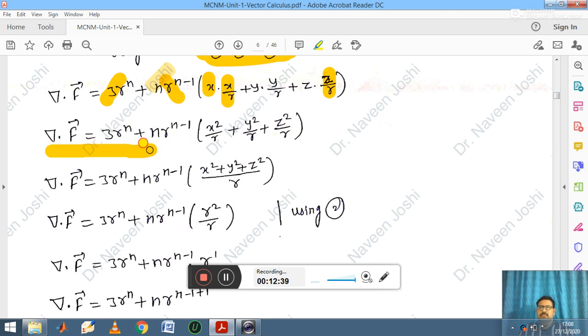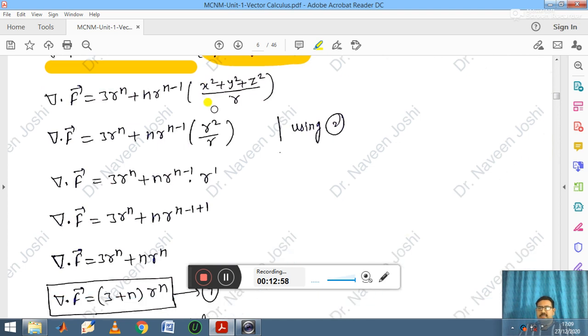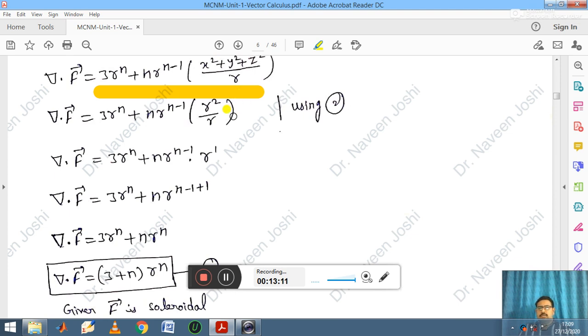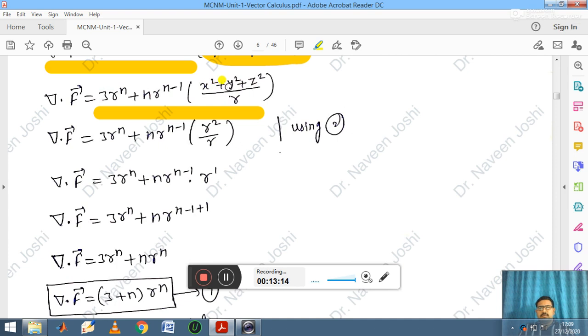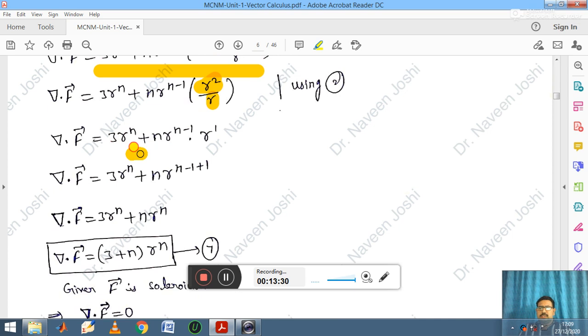In the next step, del dot f equals 3r power n plus n r power n minus 1 into, if you combine x into x, it gives x square by r plus y square by r plus z square by r. Here in the denominator r is the common term, you take r as LCM. Therefore del dot f equals 3r power n plus n into r power n minus 1, x square plus y square plus z square divided by r. From equation 2 we know x square plus y square plus z square. Using the position vector we can write x square plus y square plus z square as r square. Then one r gets cancelled. In the next step you get 3r power n plus n into r power n minus 1 into r.